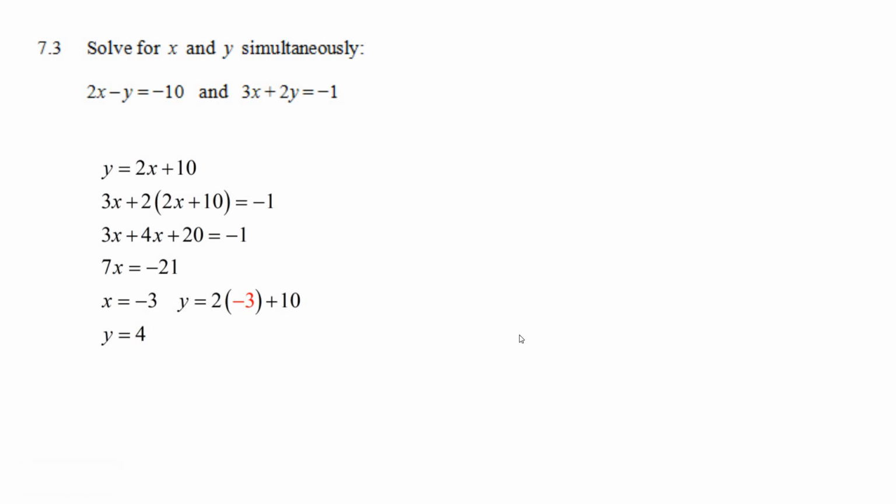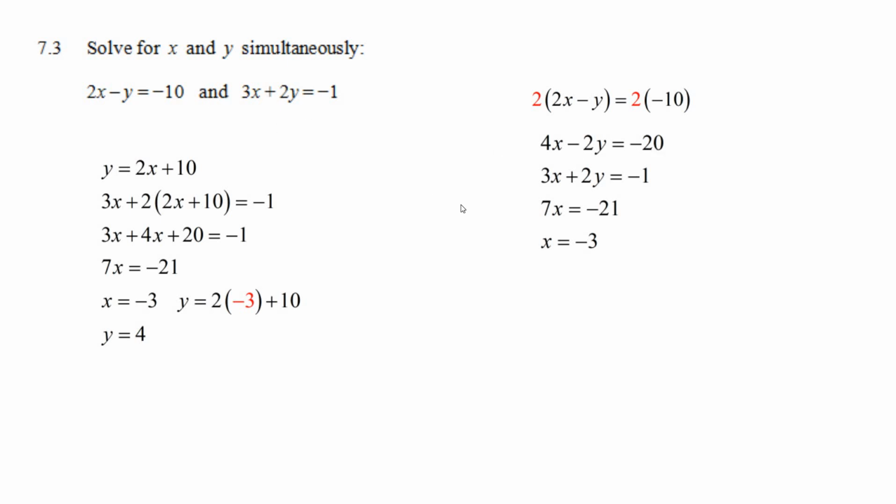But there's another way to do it. What we can do is we can multiply everything in the first equation by 2. Now why would we do that? Because we'll get 4x minus 2y equals minus 20. Then write the other equation right underneath it. Now I call this the linear method, but it's the elimination method, because now we look at this minus 2y and this plus 2y. We're allowed to add these two equations.